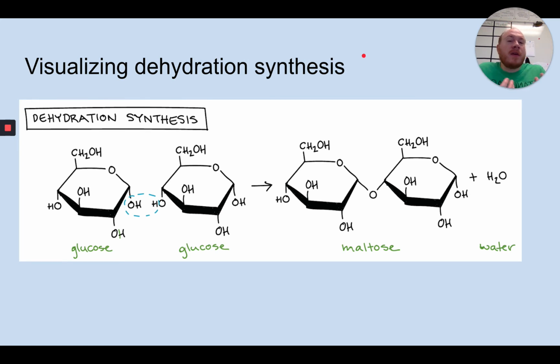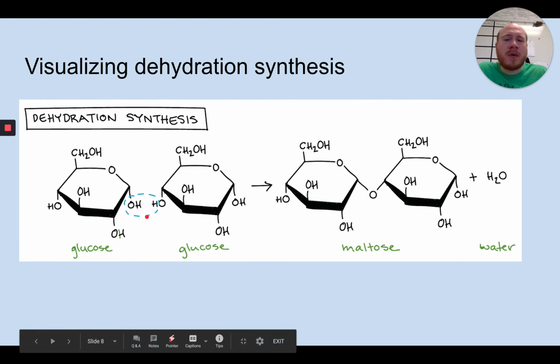An example or a visual of dehydration synthesis, and this works with any monomers that are being built together to make polymers, is what we do is we line up our glucose, so we're going to use carbohydrates for this. We line up a glucose, and then we line up a glucose in the same way. And so a hydroxyl group is going to get pulled off of one, hydrogen on the other, and they get attached together. This does not automatically happen. Enzymes are required because this requires energy to do this reaction. And so if we put two glucose molecules together, we get a maltose and a water molecule.